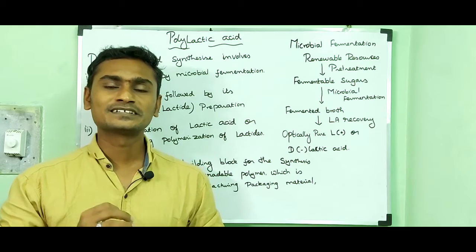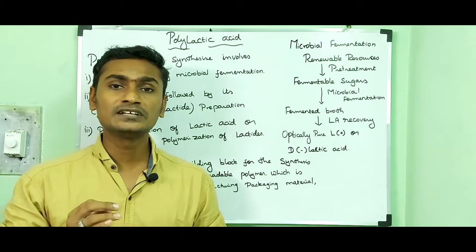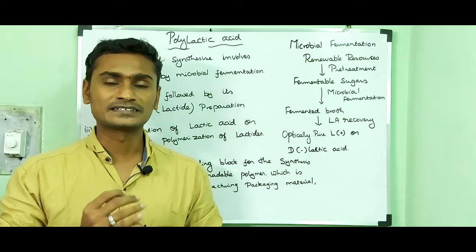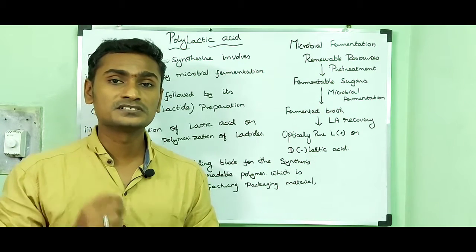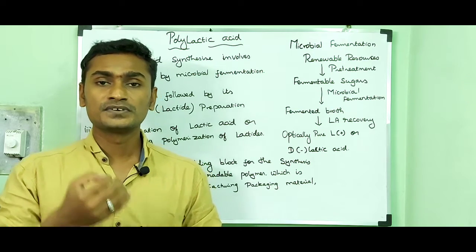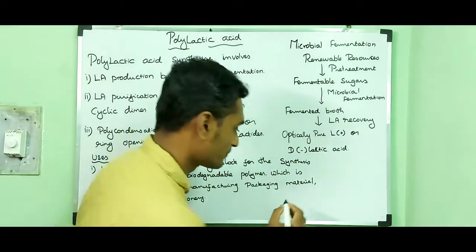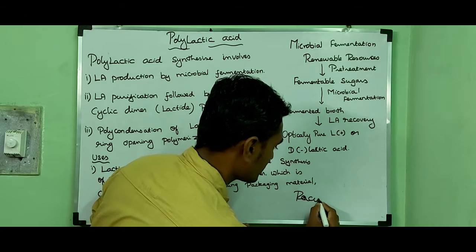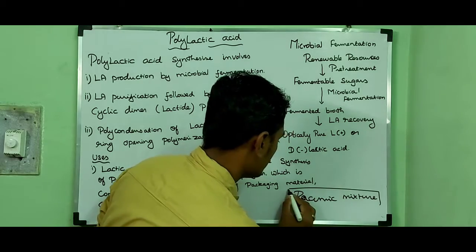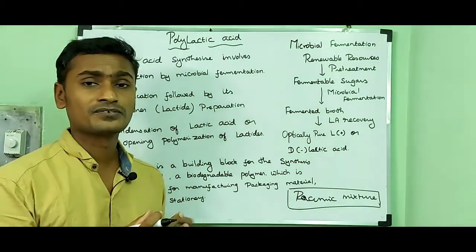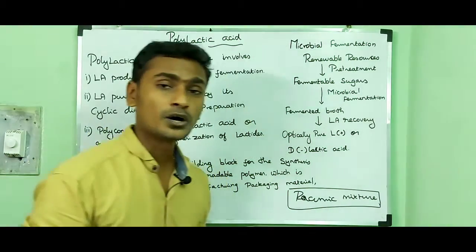Let us talk about another promising polymer called polylactic acid. Actually, it is an aliphatic polymer which can be derived from lactic acid. The lactic acid can be produced either by microbial fermentation or chemical synthesis. If we use chemical synthesis of lactic acid, it always leads to the production of a racemic mixture. And the chemical synthesis always has disadvantages because these racemic mixtures are optically inactive.